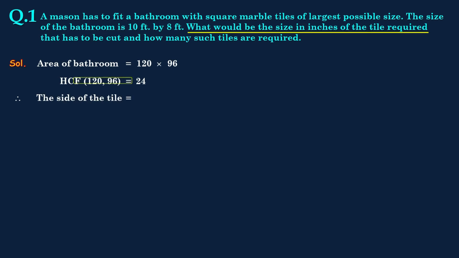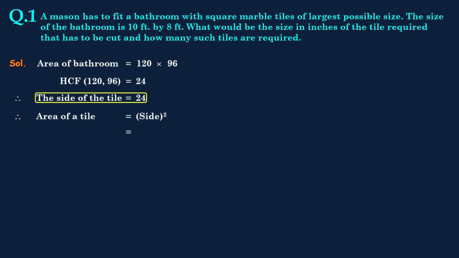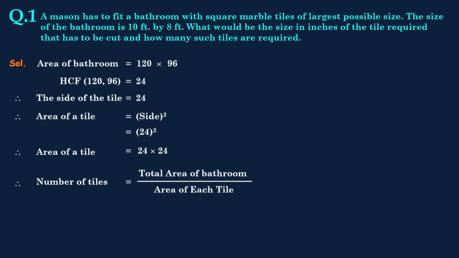Right. So the side of the tile, since it will be a square marble, each side will be 24 inches. Okay. So the area of the tile will be side square, that is 24 into 24. Now we will not do the calculation. Why we will not do the calculation? Because after that, when we find the total number of tiles required, if we just divide it, we can easily cut those parts. Okay, so that's why we are not doing the multiplication for now.